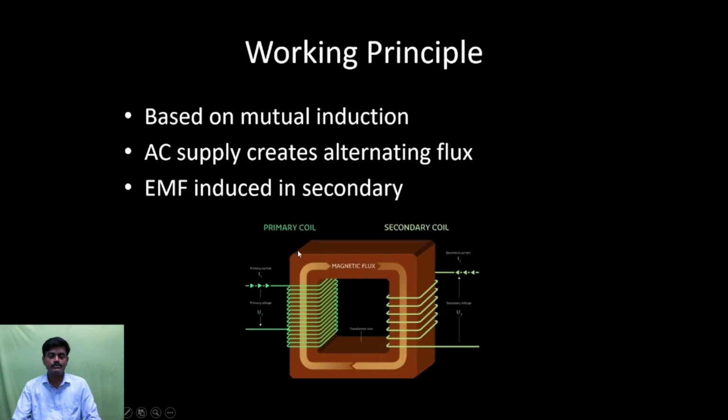So by means of mutual induction, this flux is linked with this coil. By mutually inducing with this coil, I can get the voltage by means of the rate of change of flux lines.